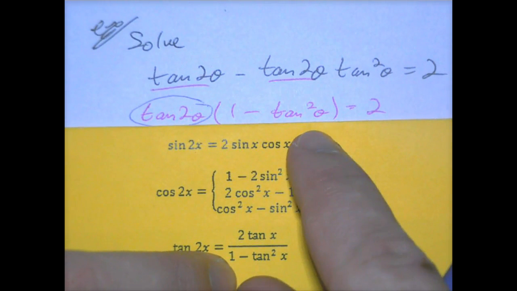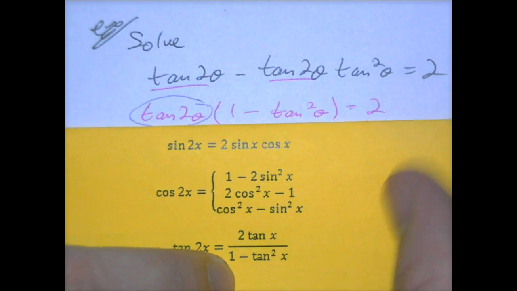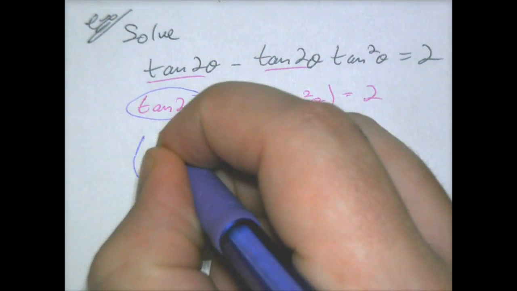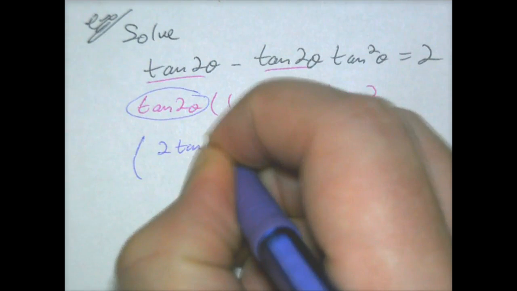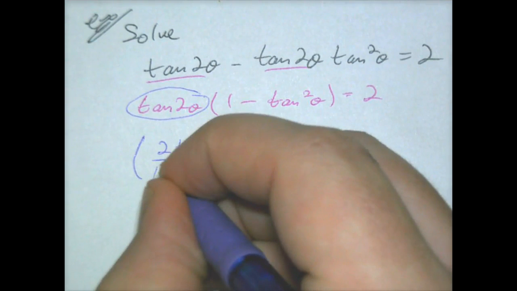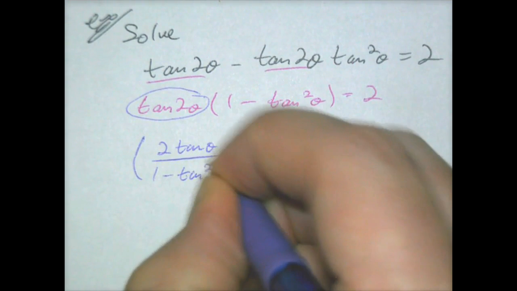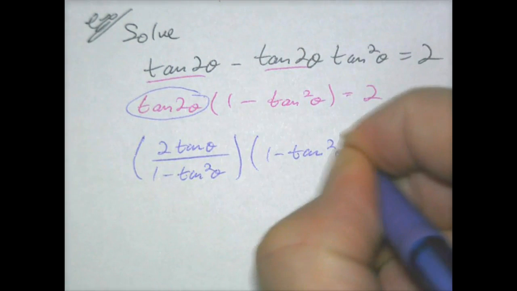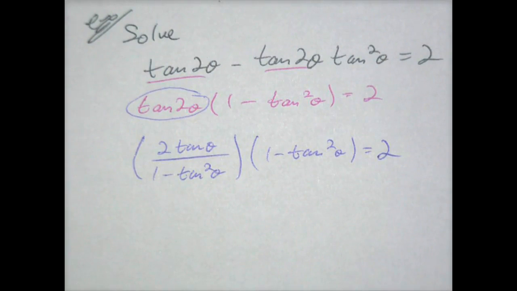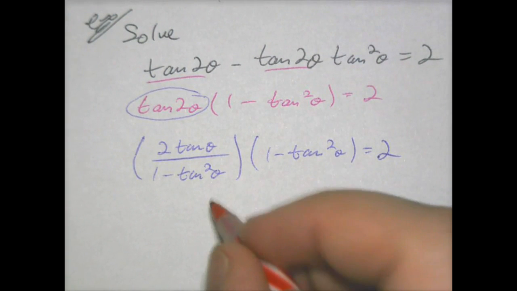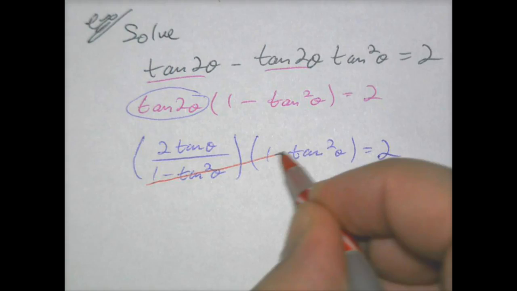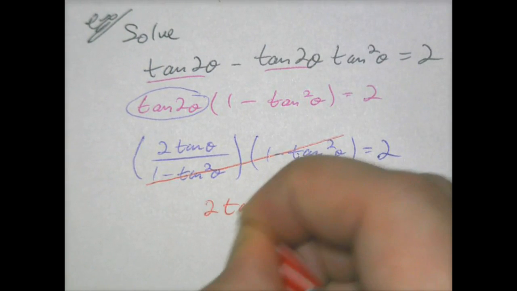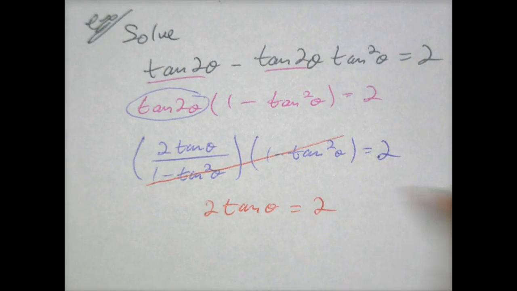Isn't that kind of like the same thing? It's going to go away. But let's go ahead and do it. So 2 tan theta, just copying my identity here, over 1 minus tangent squared theta times 1 minus tangent squared theta equals 2. Well, I do believe that 1 minus tangent squared divided by 1 minus tangent squared makes 1. So we have 2 tan theta equals 2.